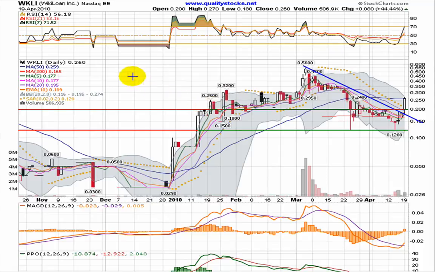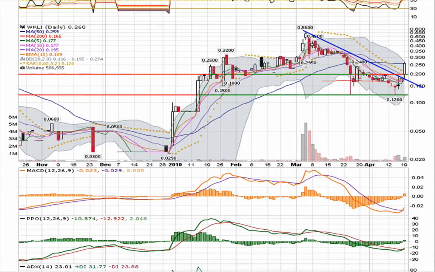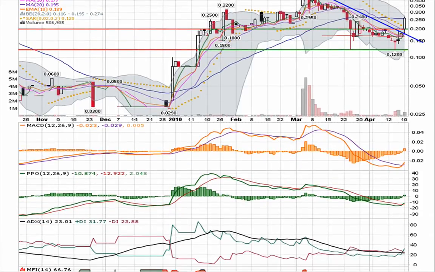Today's Tuesday, April 20th, 2010. We're going to revisit WikiLoan. It's a NASDAQ bulletin board stock trading under the ticker WKLI. This is a stock chart that we took a look at previously, and I want to leave these annotations on there because they're kind of prudent at this point to keep an eye on them.